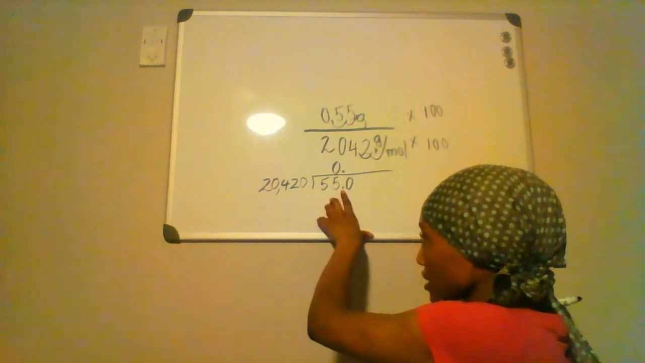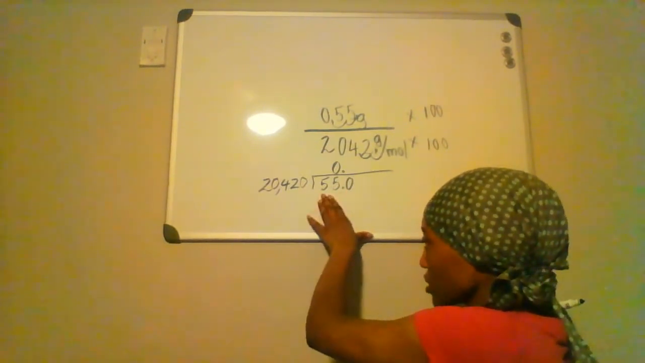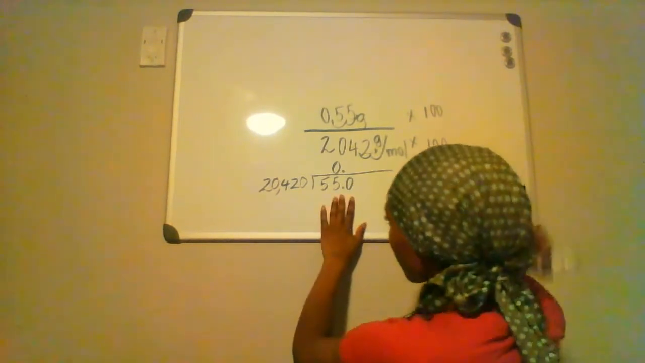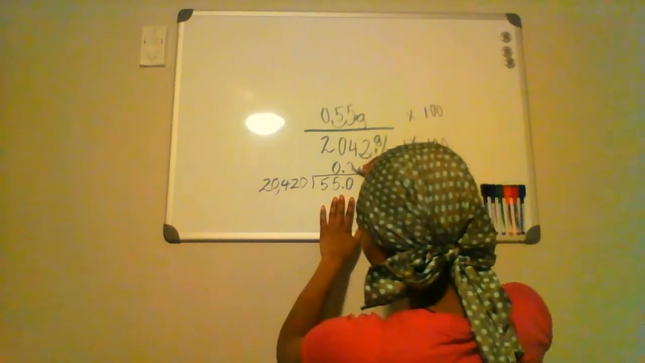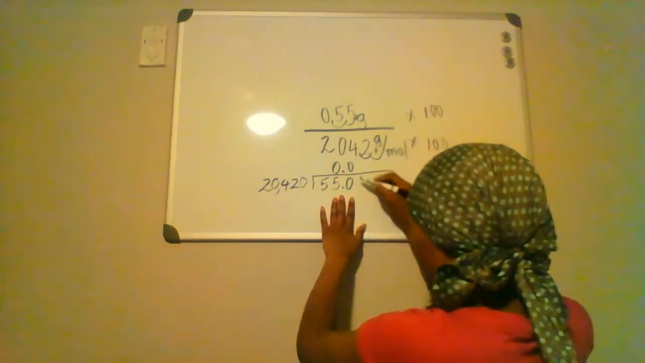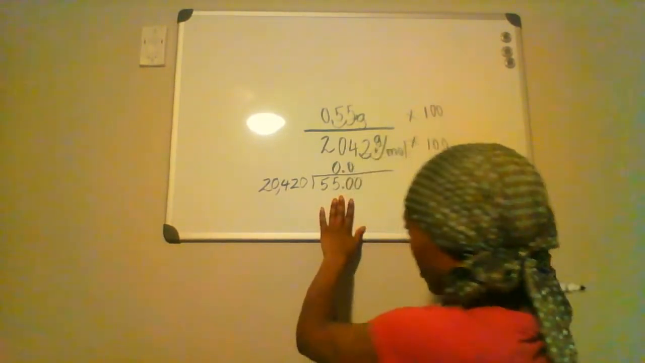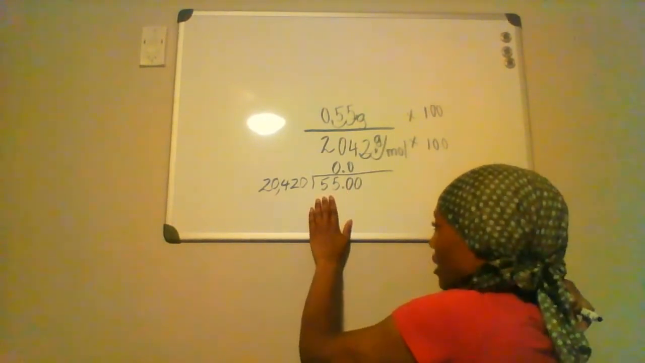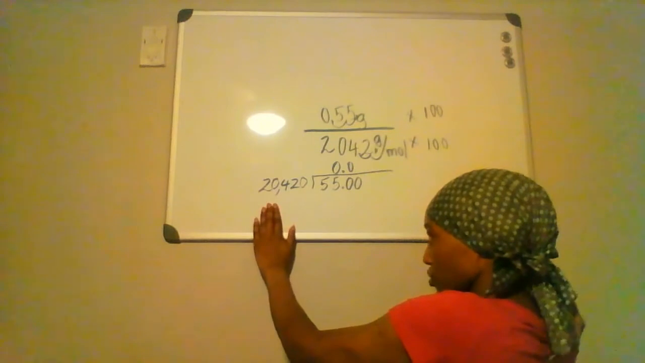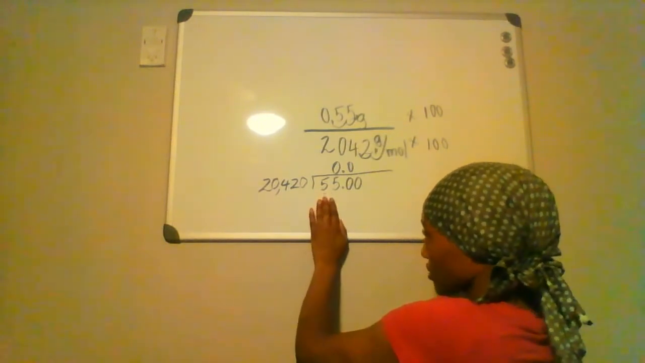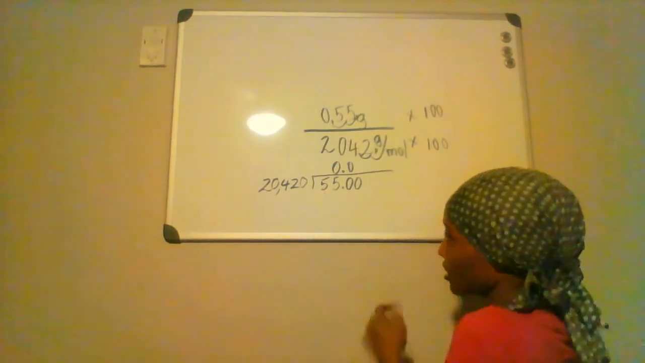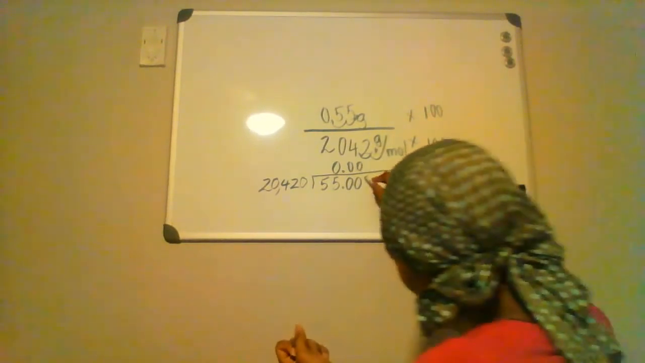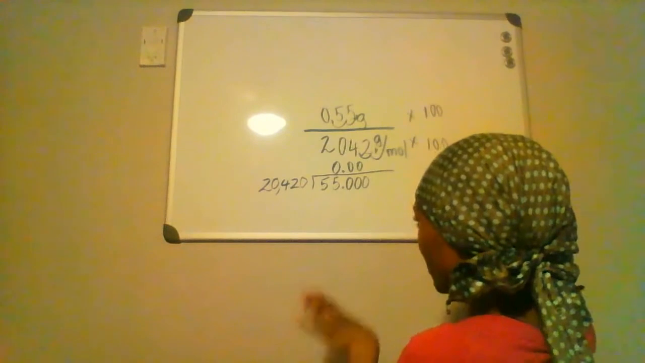So, ignoring the decimal place here in the dividend, how many times does 20,420 go into 550? Of course, 0 times again. Let's implement another imaginary 0. Ignoring the decimal place in the dividend, how many times does 20,420 go into 5,500? Again, 0 times. Let's implement another 0 to see if we'll get somewhere.